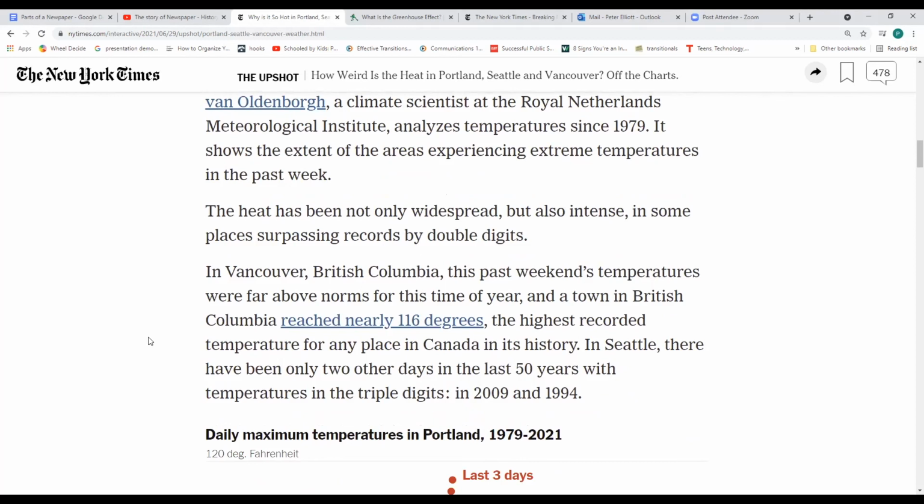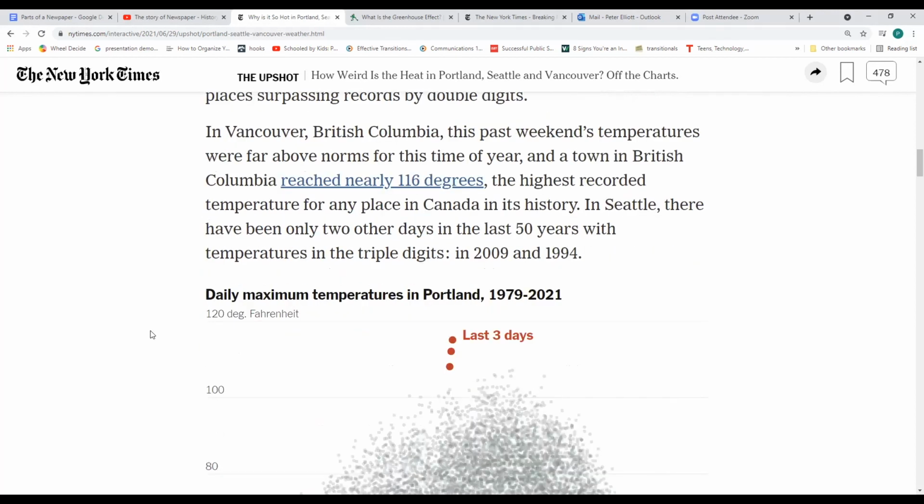In Vancouver, British Columbia, this past weekend's temperatures were far above norms for this time of year, and a town in British Columbia reached nearly 116 degrees, the highest recorded temperature for any place in Canada in its history. In Seattle, there have been only 2 other days in the last 50 years with temperatures in the triple digits, 2009 and 1994.